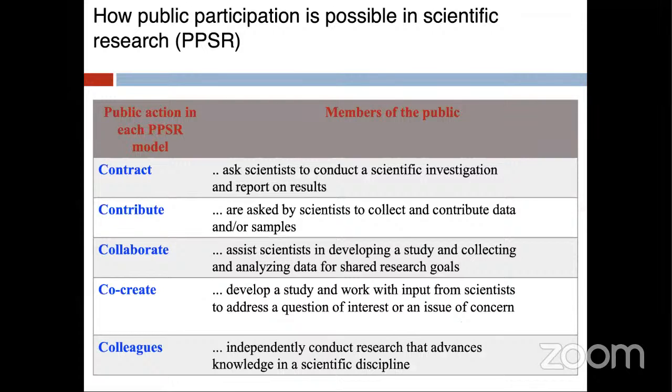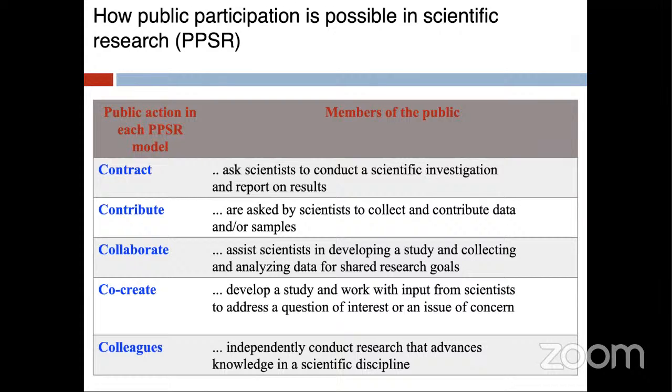Like I told, they can be contractors, they can contribute, they can collaborate, they can co-create, they can be colleagues. In the form of a contract, the public can ask scientists to conduct some investigations and report the results.